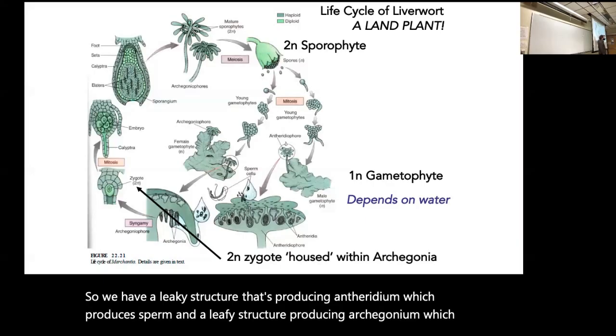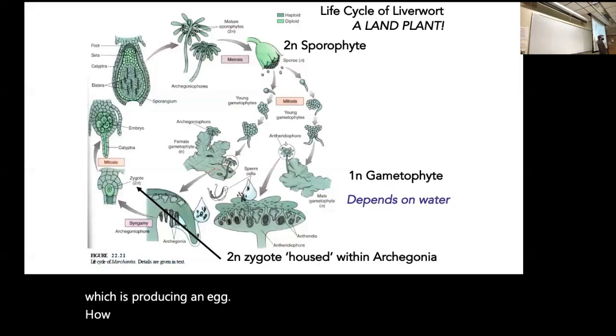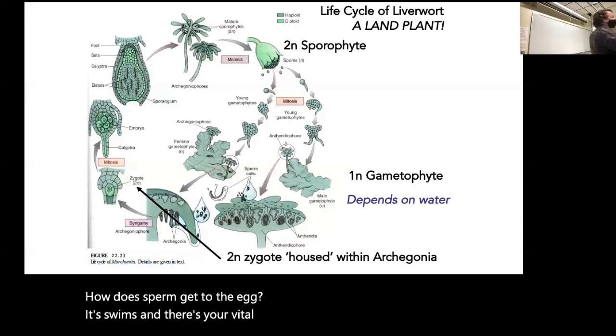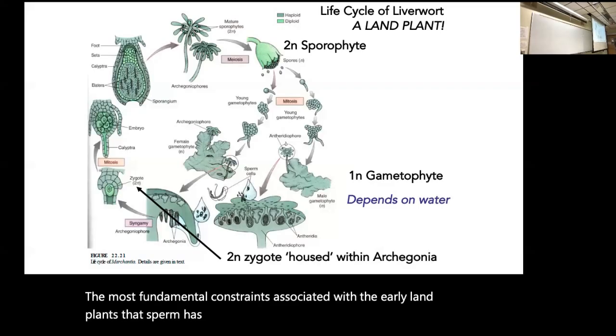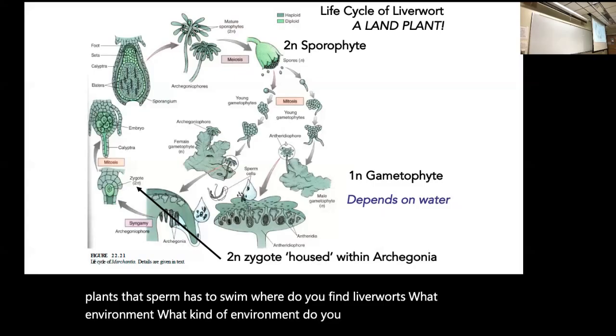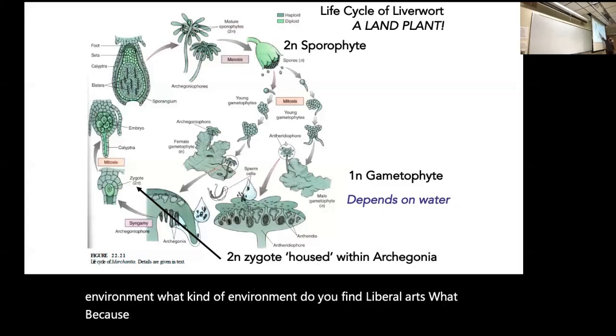producing an egg. How does sperm get to the egg? It swims. And there's your vital clue. The most fundamental constraint associated with the early land plants, that sperm has to swim. Where do you find liverworts? What kind of environment do you find liverworts? Wet. Wet, because sperm have to swim in order to then get fertilization.